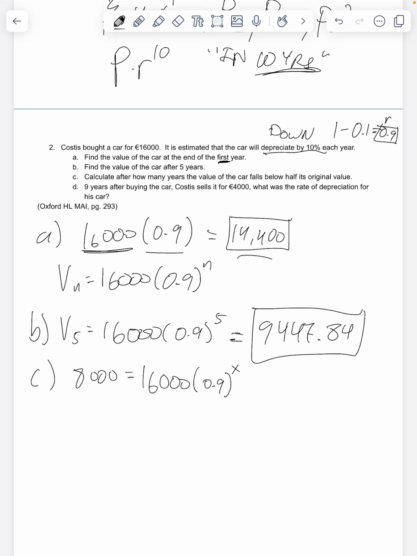Lots of ways to solve this. You could just graph it right away. You'd have to have a really high y value for your window. Make sure you go up to at least 8,000. The number of years, well, we're already down to 9,000 after 5 years, so you probably don't have to go too far on the x-axis.